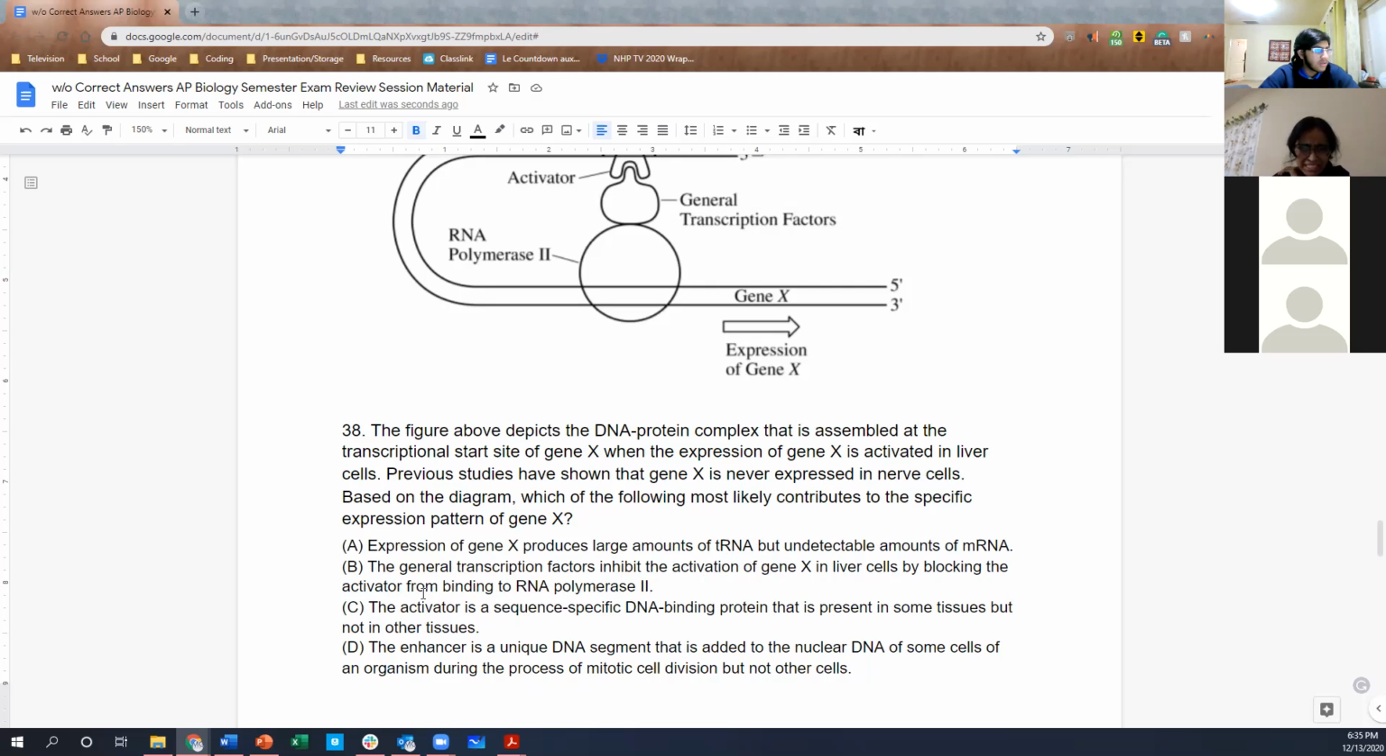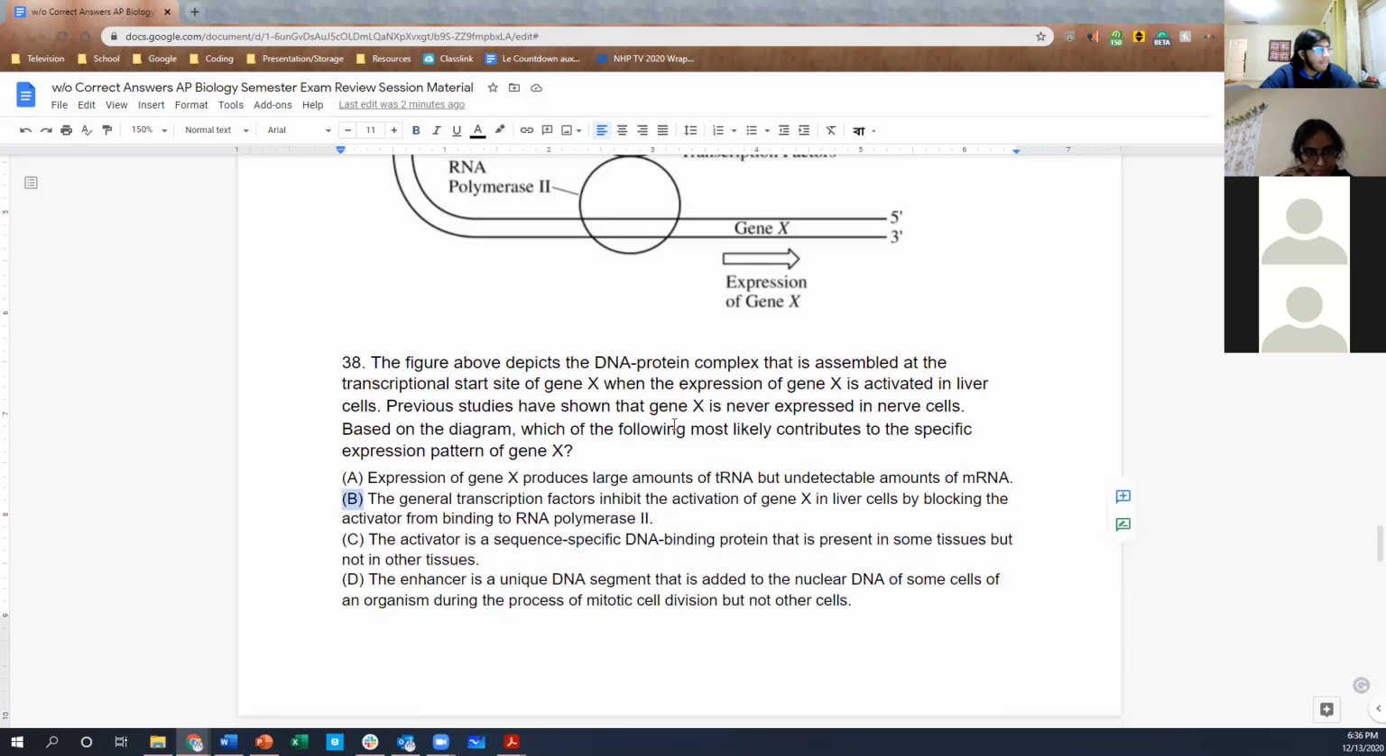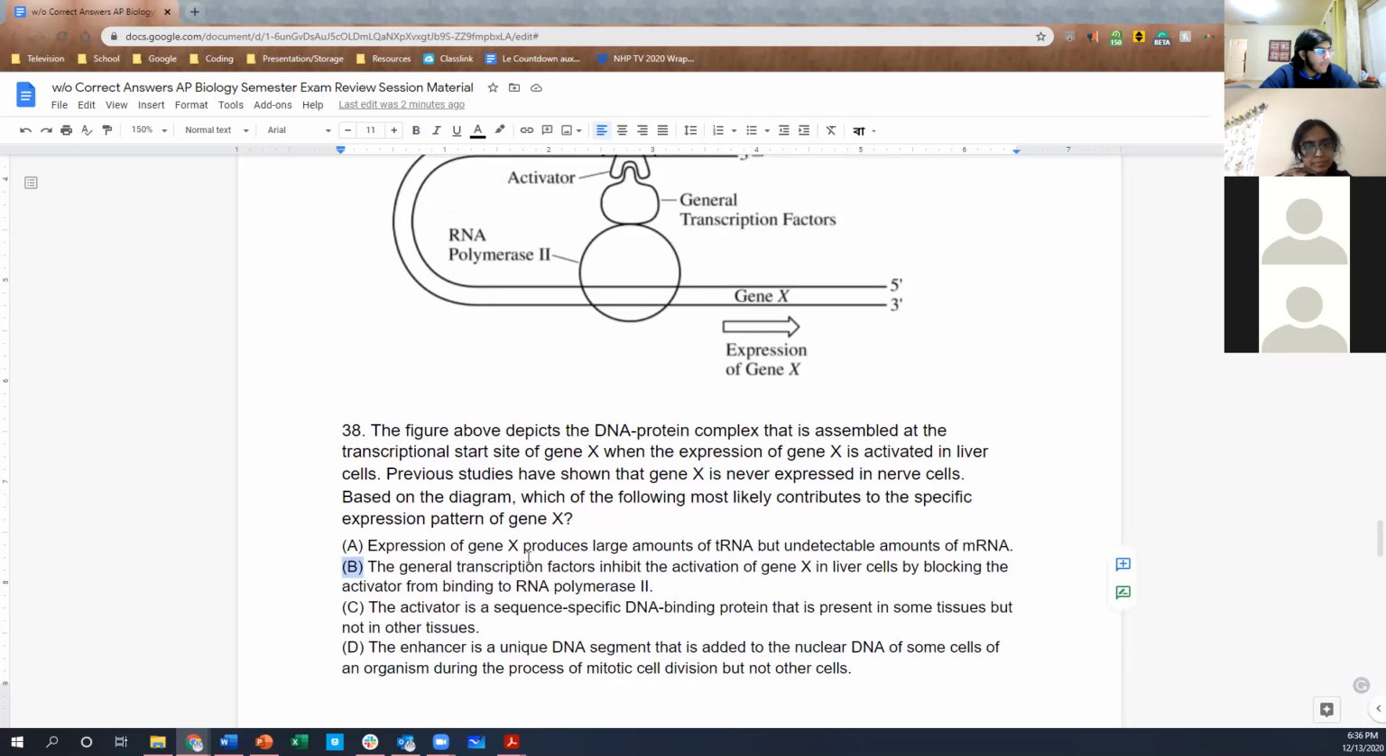I feel like it has to do with DNA. I don't know. I mean, B also has RNA, which has to do with genetic material, but it's either B or D, I think. I'm not sure. Well, maybe B, because it's blocking, because the question says it's not active in. I think it's B.